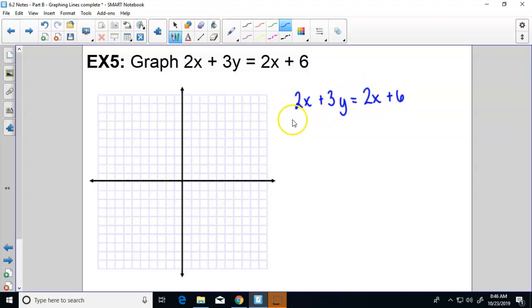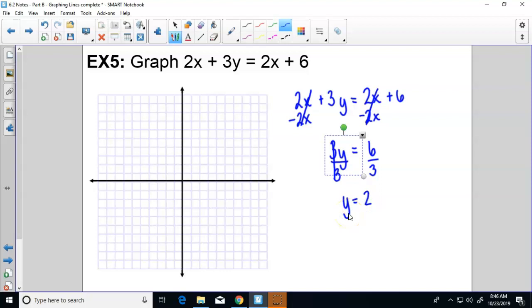So, like Olivia said, I need to subtract the 2x. But whenever I do that, it's going to cancel over here. I've got 3y equals, what happens over here? That's 0. It cancels, right? So I'm just left with 6. Okay, we're going to divide by 3. And so y is 2.